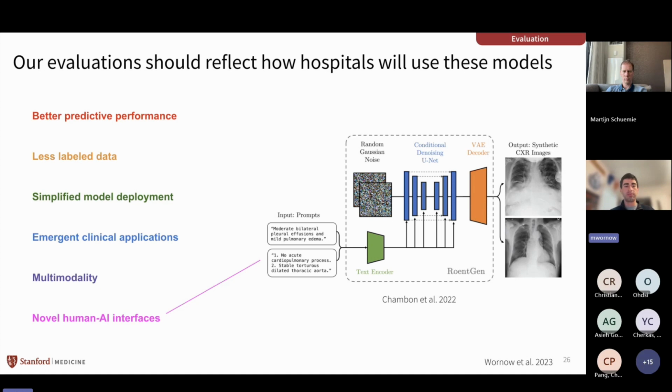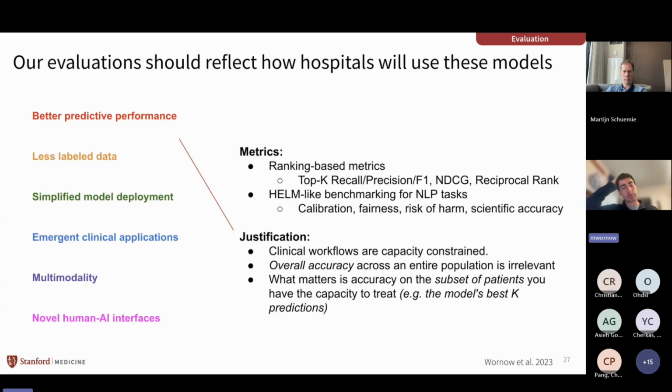And so what I mean by that is, for example, going back to the top, better predictive performance, what does that actually mean in a healthcare setting? So one of the things we noticed was, a lot of clinical workflows are capacity constrained, right? There's only so many nurses, so many doctors in a hospital. And so the overall accuracy of your model on an entire population might actually not be relevant. The reason for that is because you're never going to act on 3 million patients, if your model is generating predictions for 3 million patients.